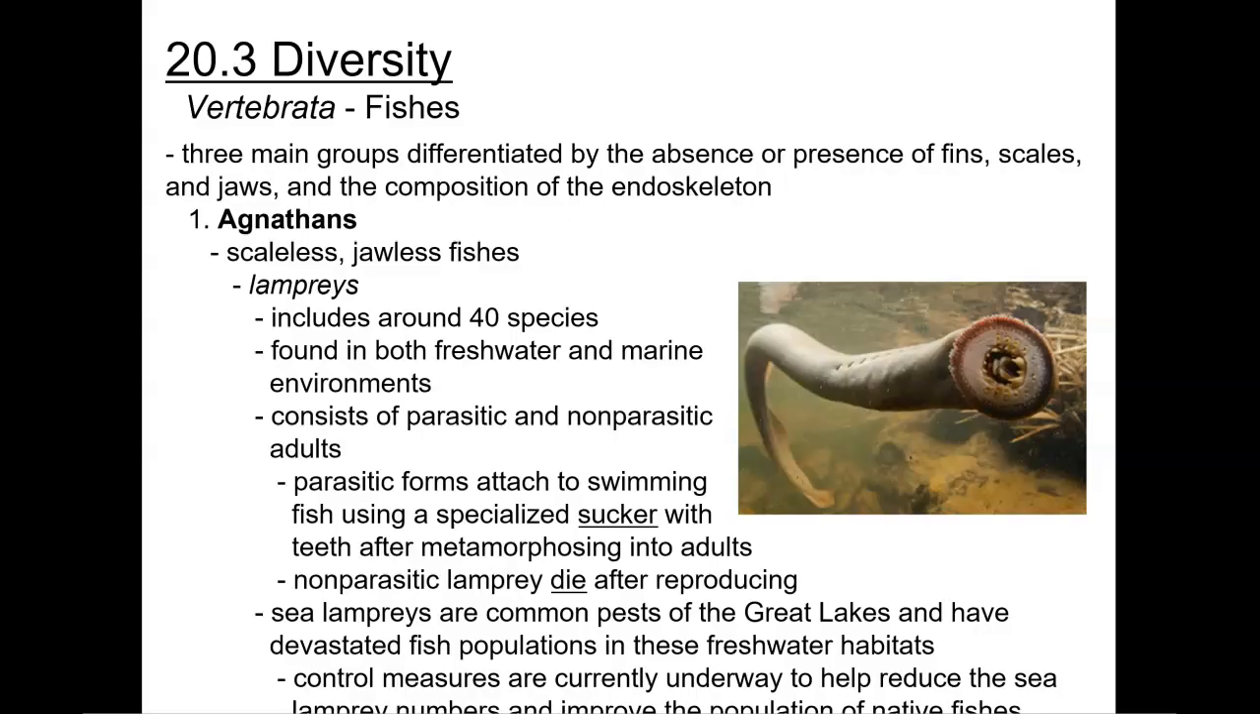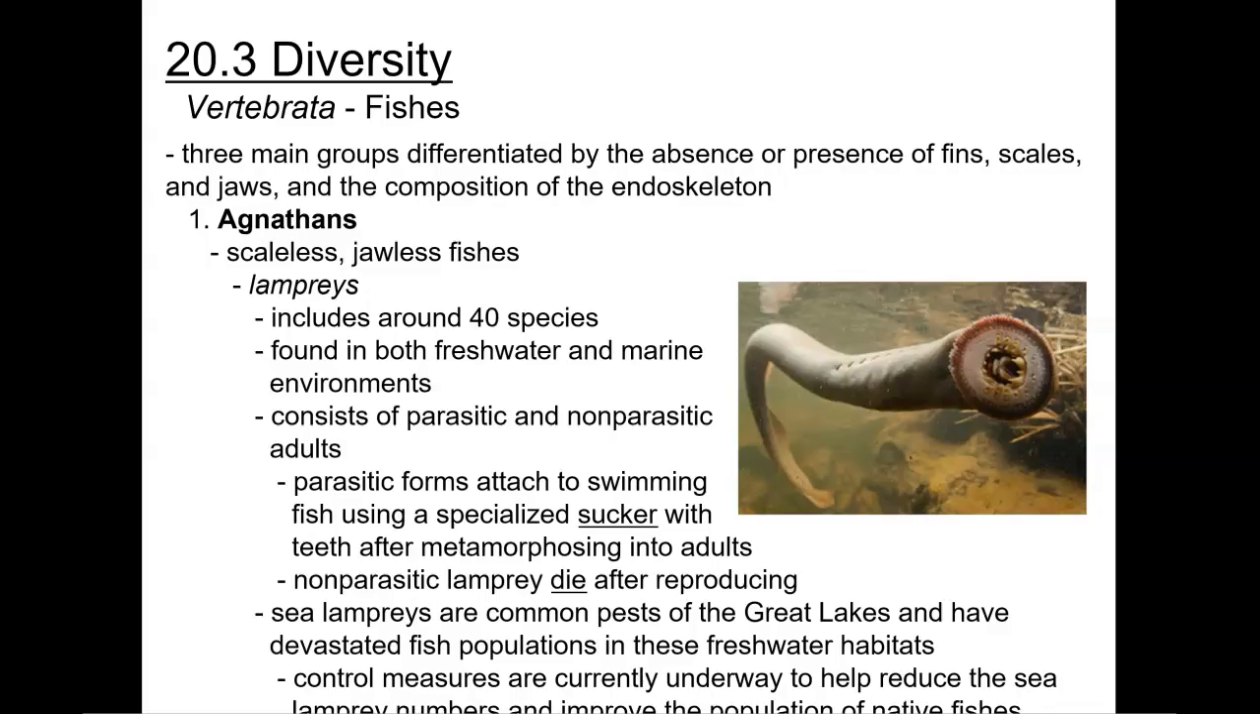Looking over here, you see another agnathan that's going to be a lamprey. It's going to include around 40 species, and they're found in both freshwater and marine water environments. They'll consist of parasitic and non-parasitic adults. The parasitic ones are going to form attachments to swimming fish using specialized suckers with teeth after metamorphosizing into adults. Non-parasitic lamprey will die after reproducing.